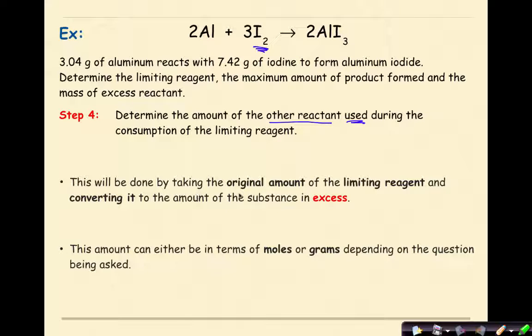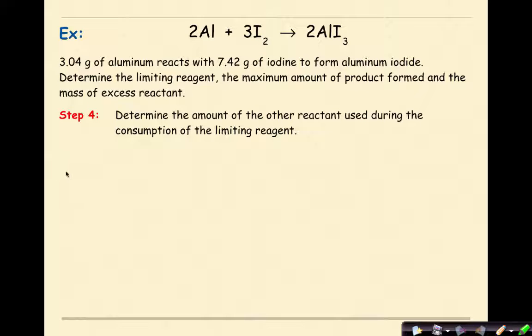This will be done by taking the original amount of the limiting reagent and converting it to the amount of the substance in excess. This amount can either be in terms of moles or grams depending on the question being asked. This is going to be the exact same setup as step 3, except instead of calculating the mass of AlI3, we're going to calculate the mass of Al.